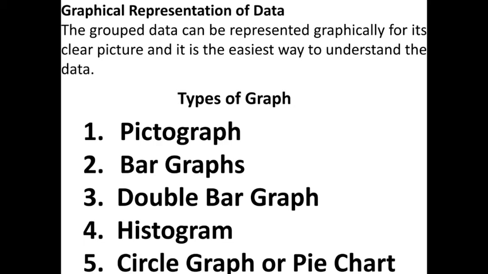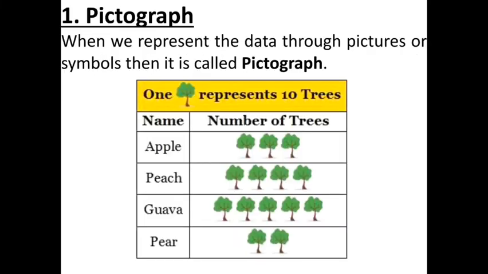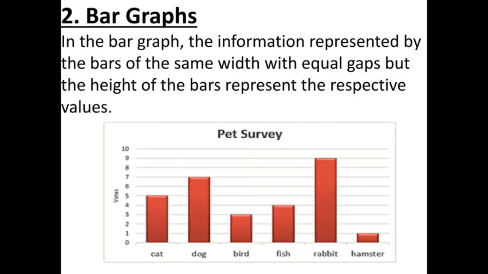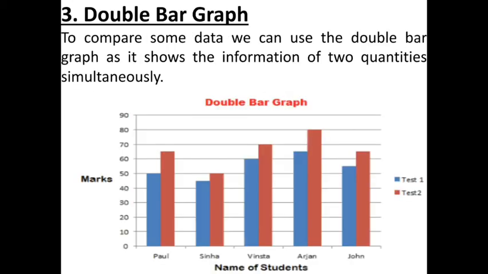Start with pictograph. What is a pictograph? When we represent the data through pictures or symbols, it is called a pictograph. Bar graph: in the bar graph, the information is represented by bars of the same width with equal gaps, but the height of the bars represents the respective values. Double bar graph: to compare some data, we can use the double bar graph as it shows the information of two quantities simultaneously.